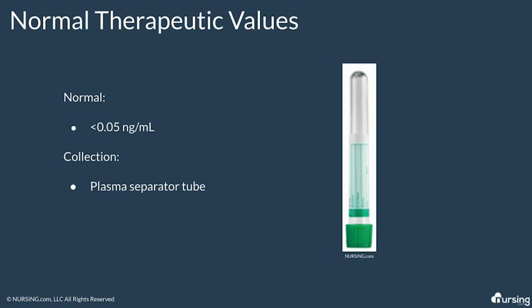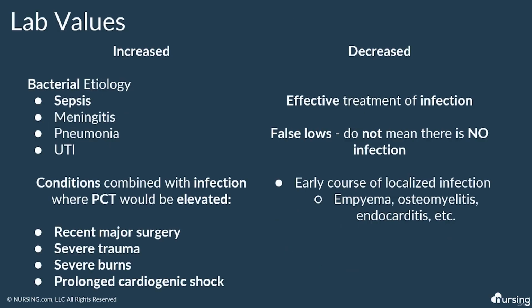Normal therapeutic values are quite low, like less than 0.05 nanogram per milliliter. Collection of this specimen takes place in a plasma separator tube, like this green top. When lab values are increased for PCT or procalcitonin, that means that there is a bacterial source causing the sepsis, the meningitis, the pneumonia, or the UTI, also in other states as well.